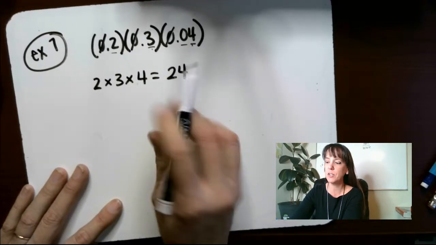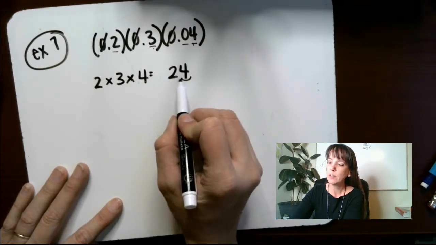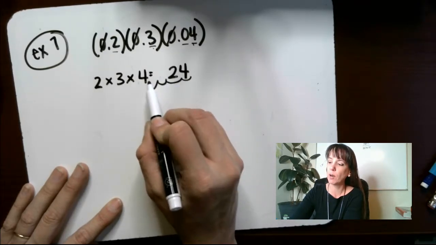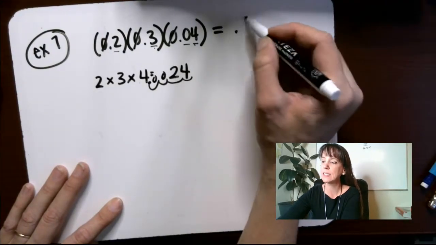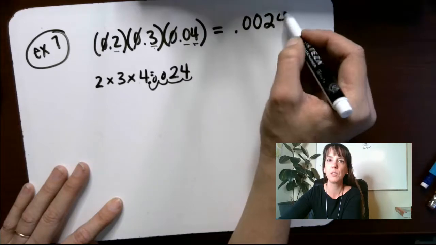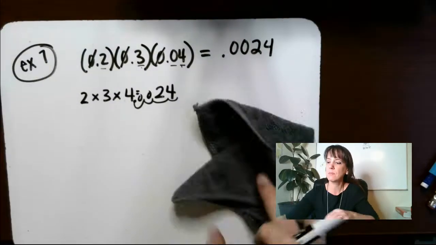So what we're going to do is take this number and go 1, 2, 3, 4. We're going to need to put 0, 0. So this is going to equal 0.0024, okay?